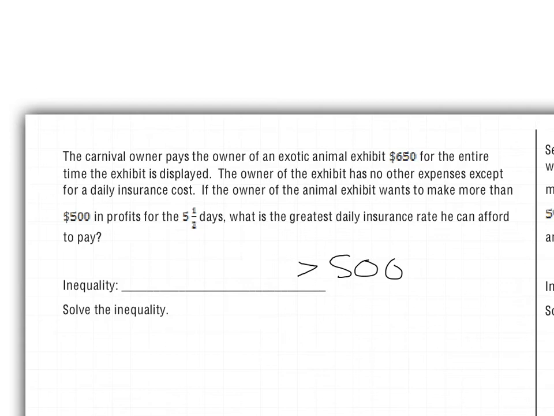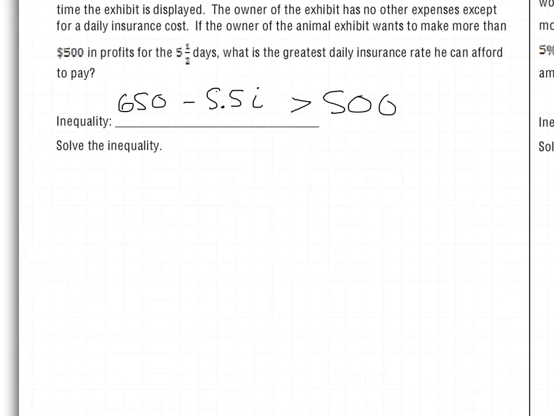Looking at this, we know that there's $650 already made, but we also need to subtract away the cost of the insurance. We don't know how much that is, but we know that it's going to be 5.5 days times the cost of the insurance. So make sure this is the inequality that you had. If it's not, please go ahead and make sure that you have it fixed and you've discussed what mistake you made. And then we're going to go about solving this inequality.